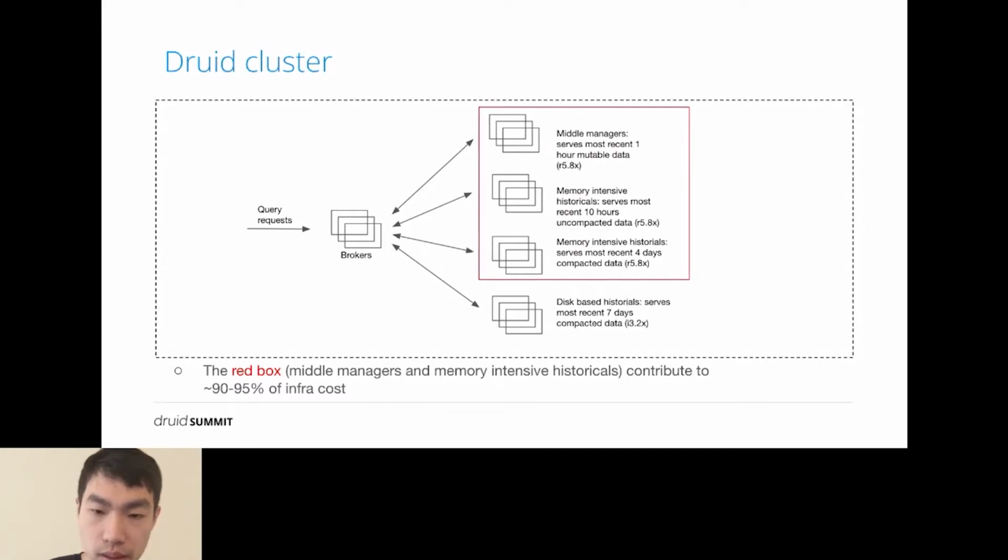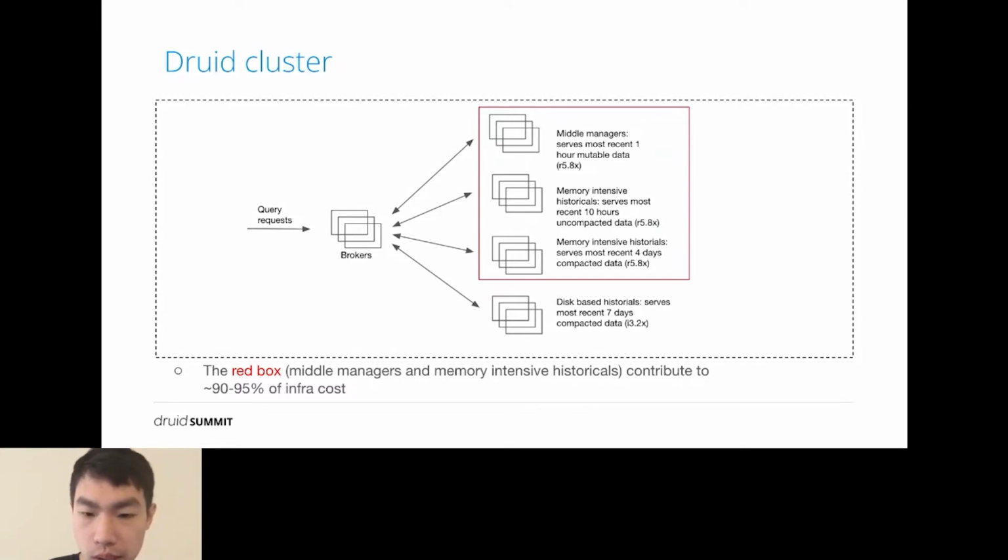The reason for the number 10 is that the compaction job can only kick in after 10 hours, so the most recent 10 hours of data are uncompacted. We scale them on different server pools independently. After that, we also have memory-intensive historicals to serve the most recent 4 days of compacted data. The reason for the number 4 is that, based on query pattern, most of the queries will hit the most recent 3 days. After that, it will hit the batch ingested data. So we only need to make sure we have enough capacity for the most recent 4 days.